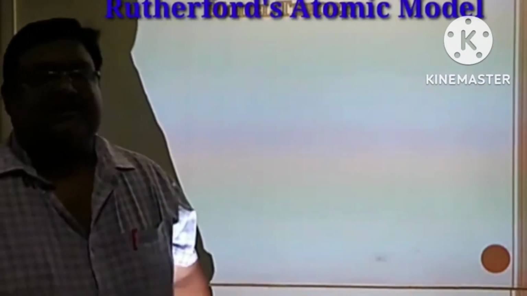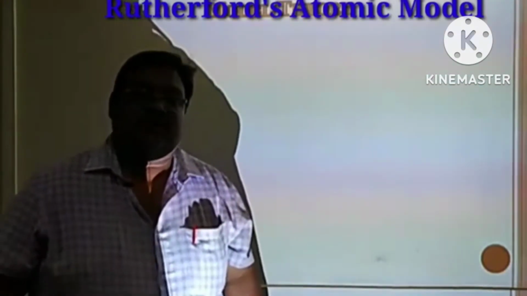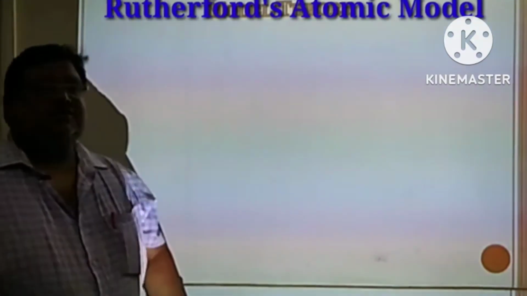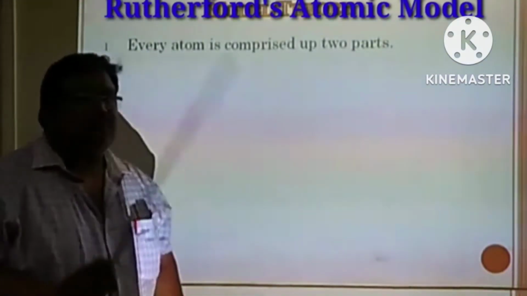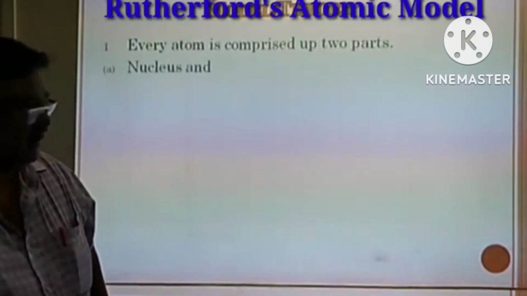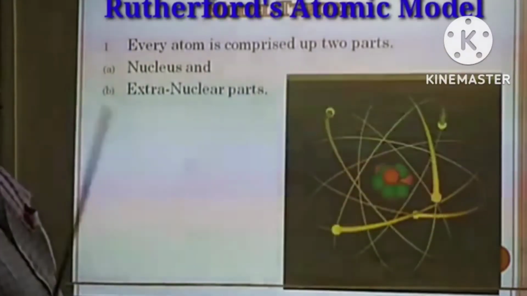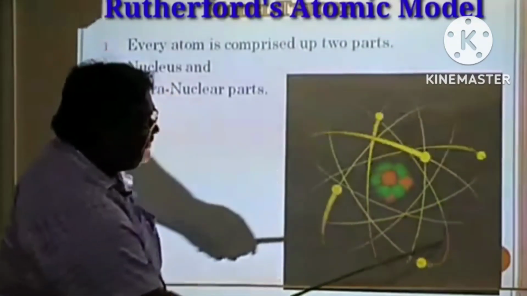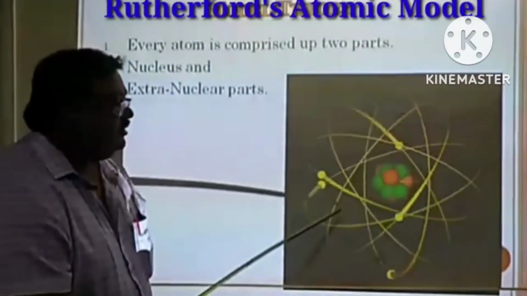Based on the alpha scattering experiment or gold foil experiment, Rutherford proposed an atomic model, popularly known as Rutherford's atomic model. According to Rutherford's atomic model, every atom is comprised of two parts. One is the nucleus and the second one is the extranuclear part. You can see here, this is the nucleus, and around it there is a space. This space is called the extranuclear part, where electrons revolve.